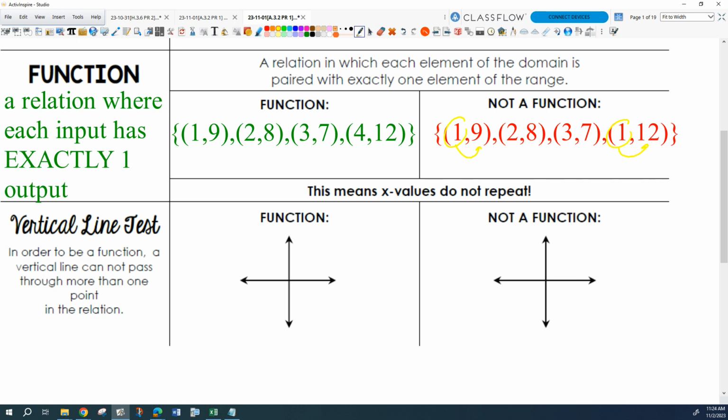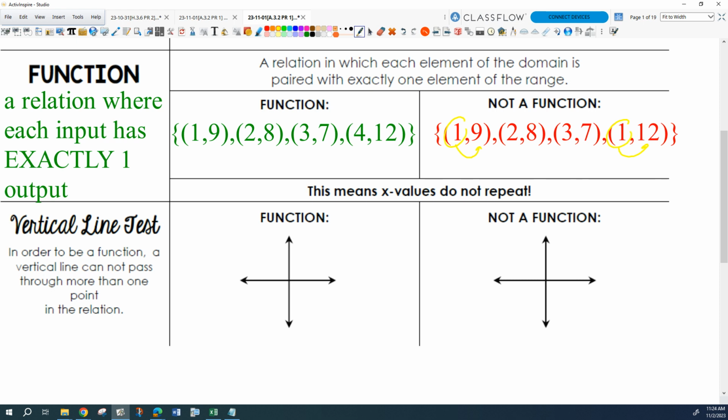So that gives us what's called the vertical line test. In order to be a function, a vertical line cannot pass through more than one point in the graph of the relation, if it ever does. If a vertical line intersects the graph in more than one place, then it fails the vertical line test and we know it's not a function.